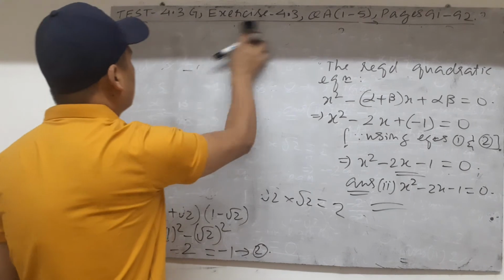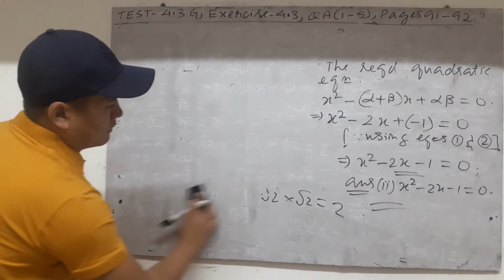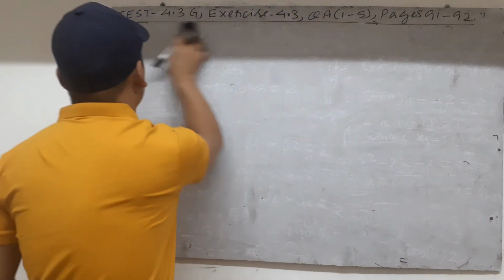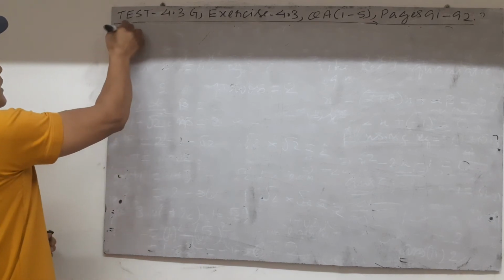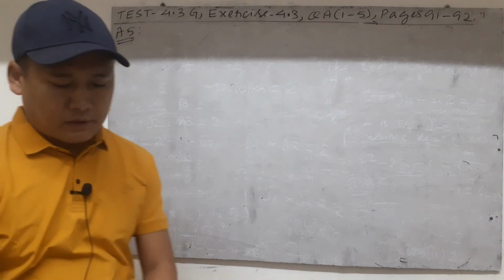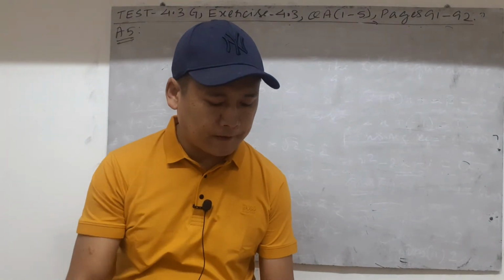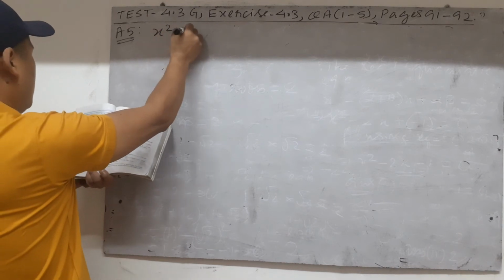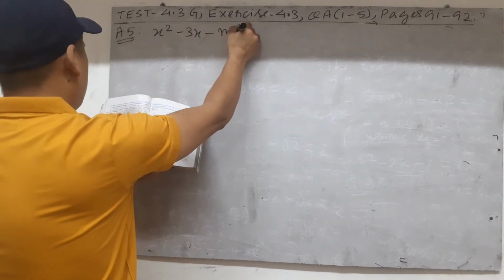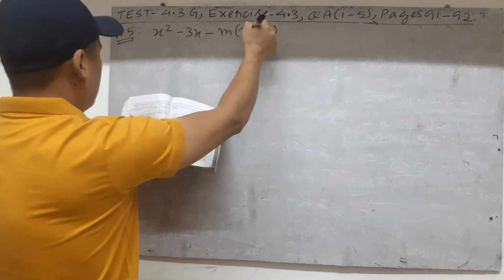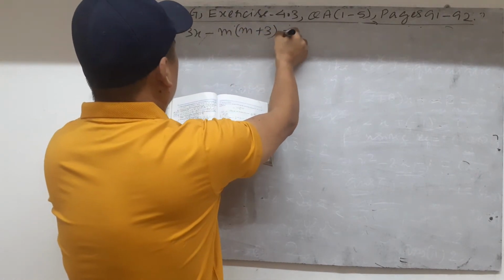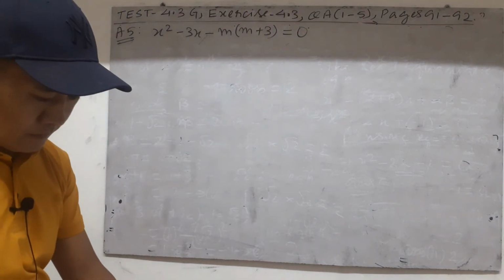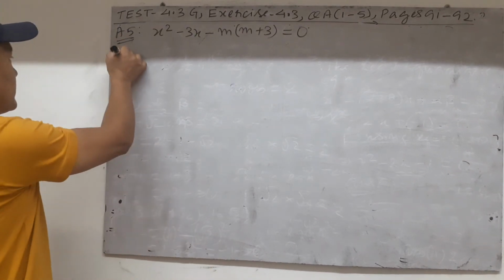Last question, one more question, and we are done. So here, question number A5. Now we have to go to page 92 because it's on page 92. Okay, now let me read the roots of the quadratic equation. So let's write the given quadratic equation: x squared minus 3x minus m into (m plus 3) is equal to 0. Just observe carefully, it's not hard. Minus m into (m plus 3). Yes. So here, I arranged it already, so let us just find out.